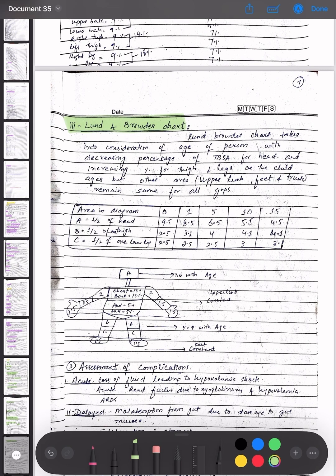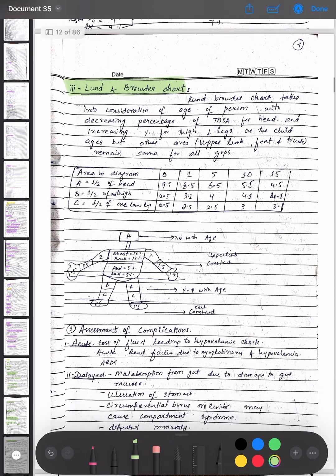This is the diagram from which we can learn. This is the percentage with age. This is the head, its percentage decreases with age. This is chest 13%, back 13%, abdomen 5%, and trunk is 5%. This remains constant, okay? There is no change in this percentage. The upper limb is constant, while the thighs and the legs increase with age. And the feet are also constant.